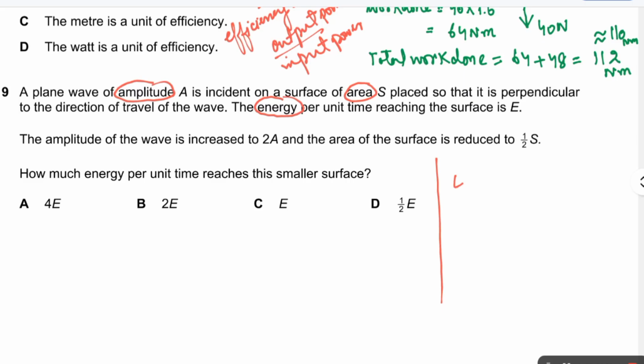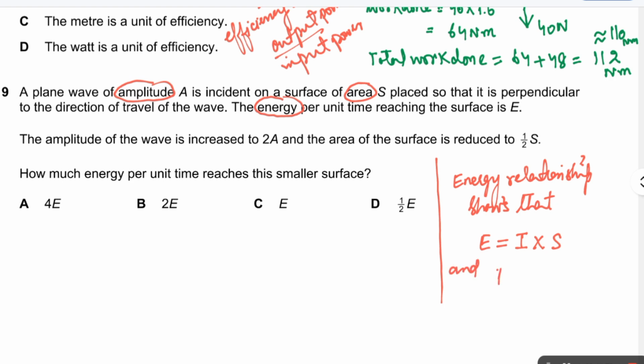The energy relationship shows that E is equal to intensity multiplied by surface area. And there is also a relation that intensity is directly proportional to the amplitude square, that is, the square of the amplitude. Now we can easily find it.